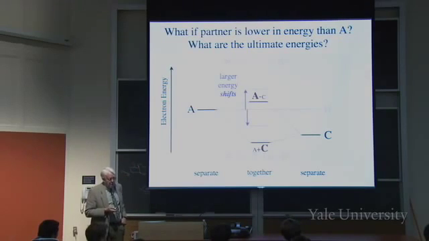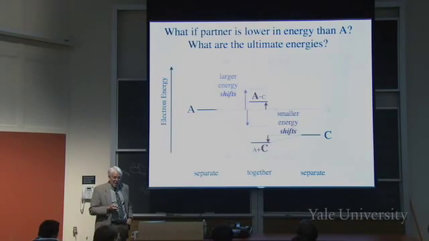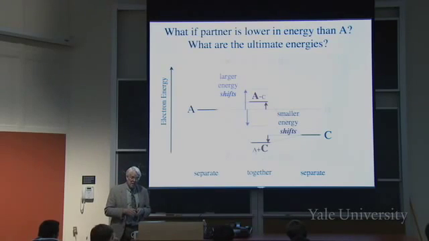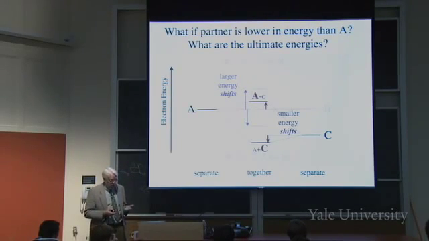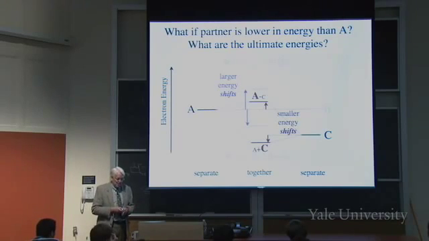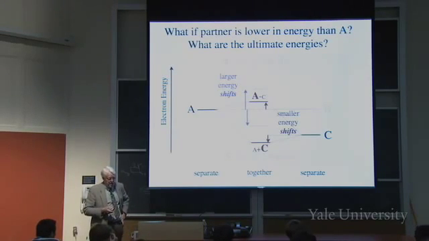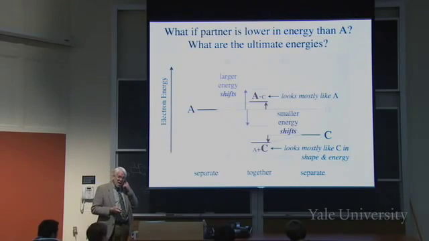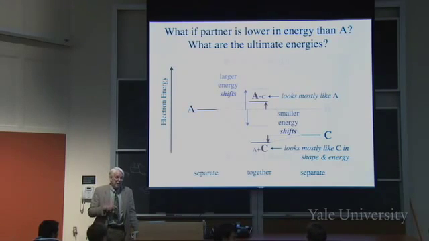And if they had had the same energy, you'd get a big energy shift because of overlap. But now you get a smaller energy shift because the mismatch is fighting that. You lose as you try to mix because of the difference between A and C in this case. So that one looks mostly like C, both in shape and in energy. That one looks mostly like A, both in shape and energy, but it's a little worse than A, and the first one is a little better than C.